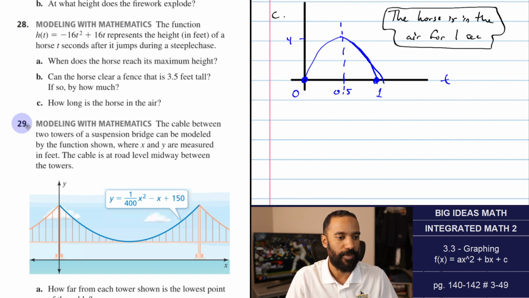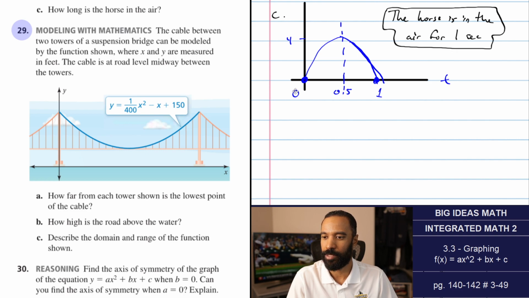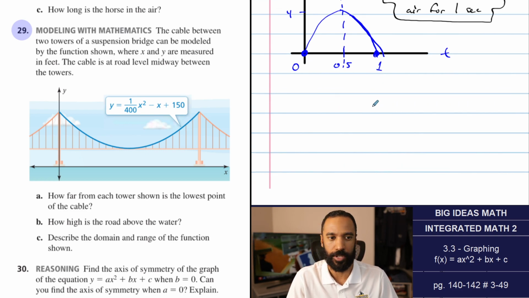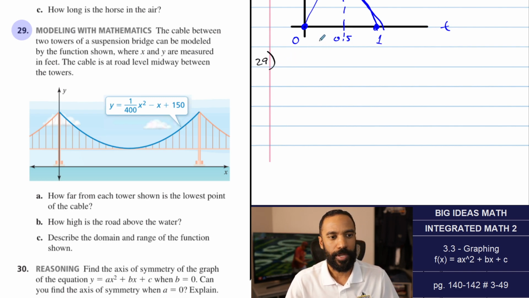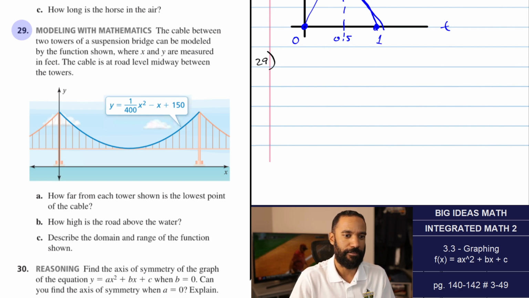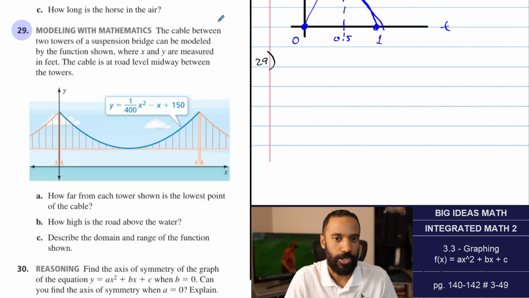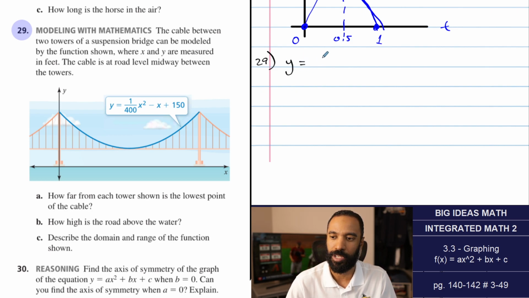Okay, that's 28. Let's move on to 29, modeling with mathematics. So we saw a question like this in an example before. The cable between two towers of a suspension bridge can be modeled by the function shown where x and y are measured in feet. So you can kind of see they, in essence, have the y-intercept at one of the towers and then another tower sticking out here. The cable is at road level midway between the towers. There's the cable. There's the function for the cable. Let's go ahead and write that down and figure out what questions they have for us. y equals 1 over 400 x squared minus x plus 150.